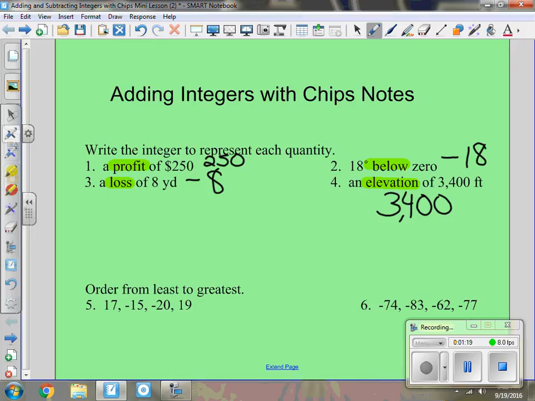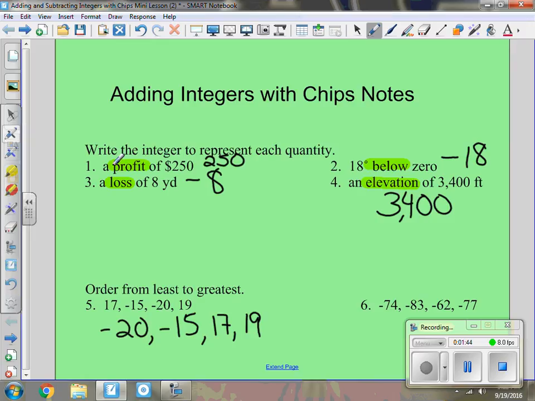Our next two examples have us ordering from least to greatest. So if I'm looking here, I'm looking for the smallest integer that I see. Negative 20 is going to be the lowest integer there. Moving to our higher integers, we have negative 15, 17, and then 19 is our highest one listed.